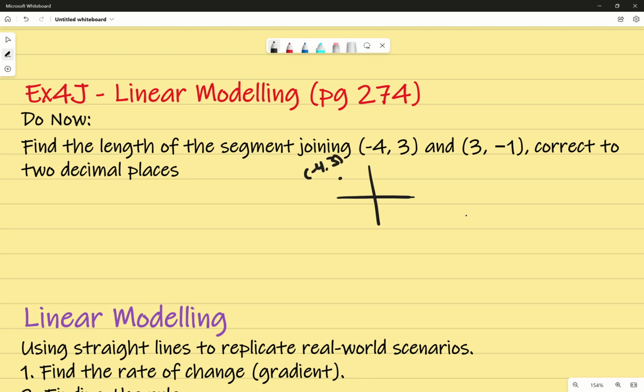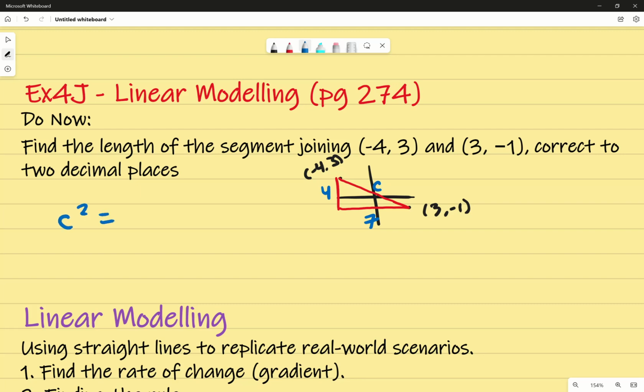(3, -1), I'm going to say is down here. So connecting those dots and forming a right angled triangle, there we go, gives me the distance from -4, I'm focusing on my x values, from -4 to 3, that's 7. And then vertically, from -1 to 3, that's a difference of 4.